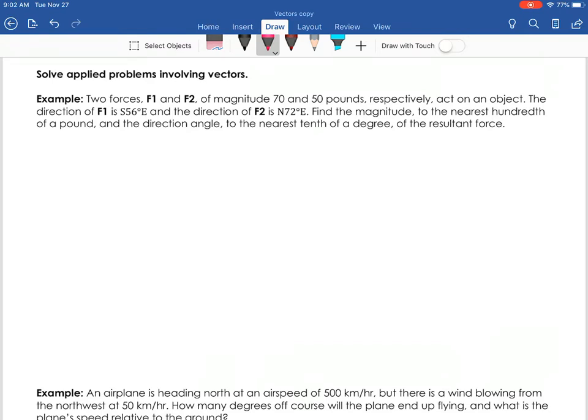The only additional thing that we're going to have to do is draw the picture to figure out where the vectors are going, so that we get it from reading the problem. Okay, and if you've had a physics class, you've probably done something similar to this before.